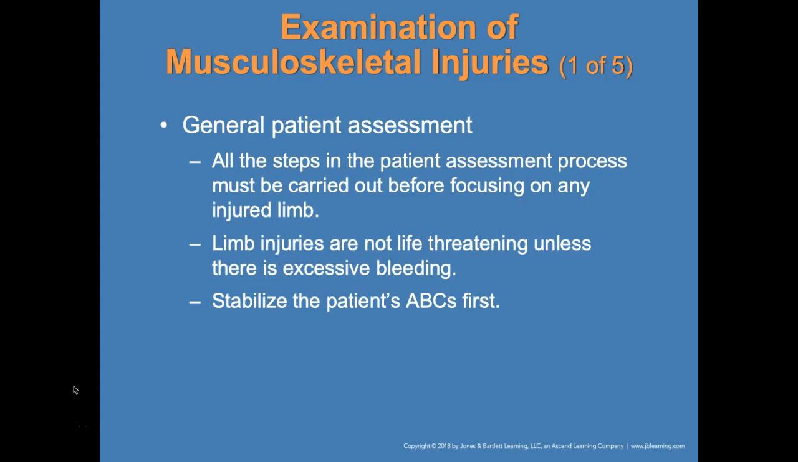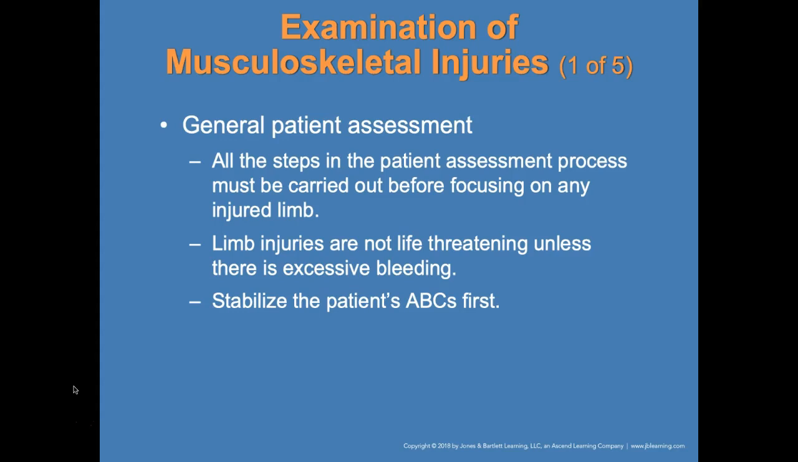Examination of musculoskeletal injuries. As always, we need to do our general patient assessment first and follow all the steps of the patient assessment process before we do anything for those injured limbs. If we have somebody with a broken arm, but they're not breathing, it does us no good to set that broken arm in place, and then they're not breathing, and so we've just set the broken bone of a dead person. We have to stabilize ABCs first.